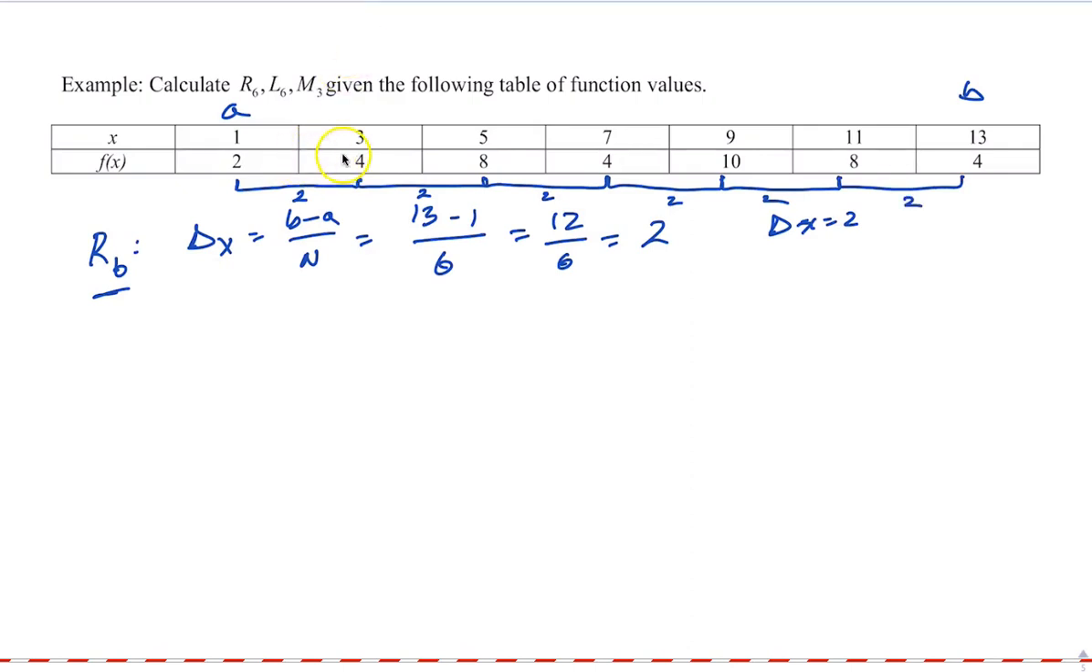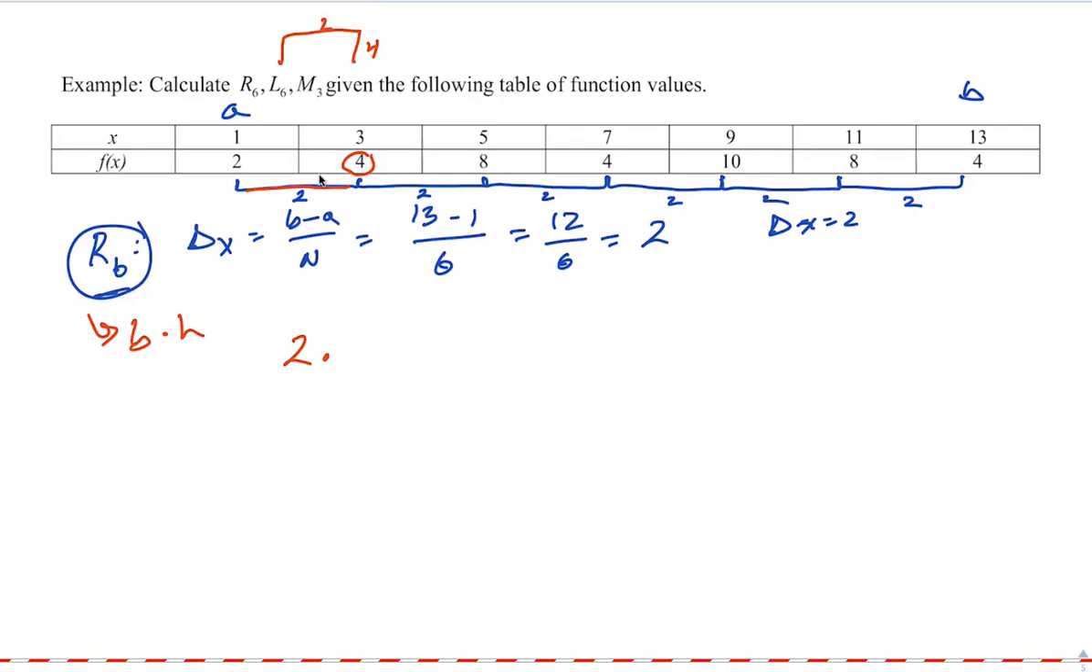We have 1, 2, 3, 4, 5, 6 rectangles here. Now, keep in mind we're doing R6. Very important here, because remember, the way we find a rectangle, very simple, is base times height. So my base is 2. What's my height? We're doing R, so it's going to be 4. Here's my f of x. The height is 4. So if I was going to make a little rectangle here, this is 2, and my height is 4 for this guy.